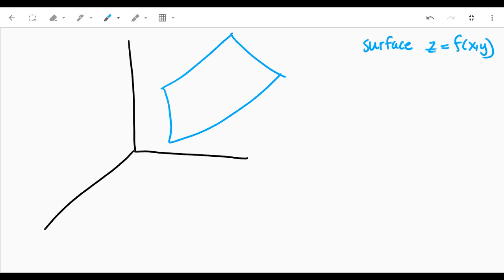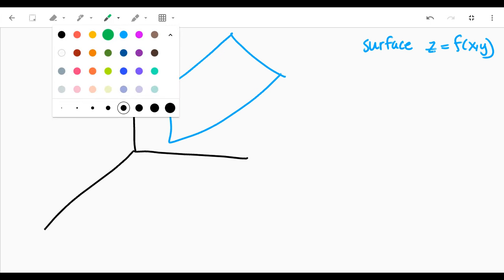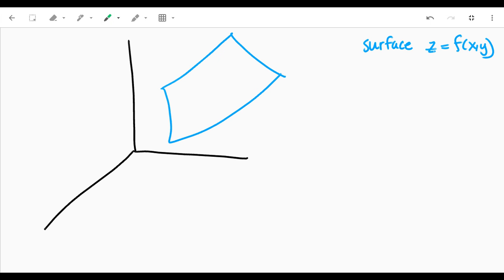Then let's do a point right here. Let's say A, B. So we would have right here the point A, B, f of A, B. And then let's say that we have the tangent plane at that point.